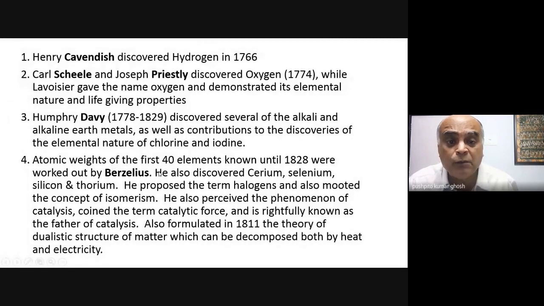He found out the atomic weights of the first 40 elements. Berzelius also discovered four of the elements, including silicon and thorium, and selenium and cerium. He is the one who proposed the term halogens. He is the one who conceived isomerism, without which today you cannot think about organic chemistry without the concept of isomers. And it is Berzelius who for the first time conceived of the idea of catalysis.